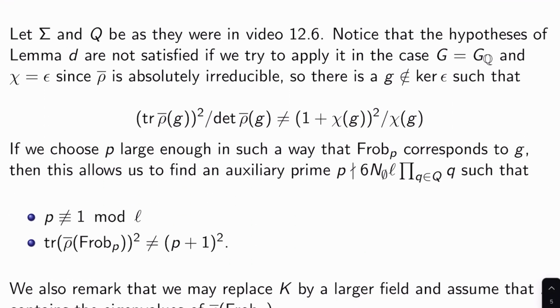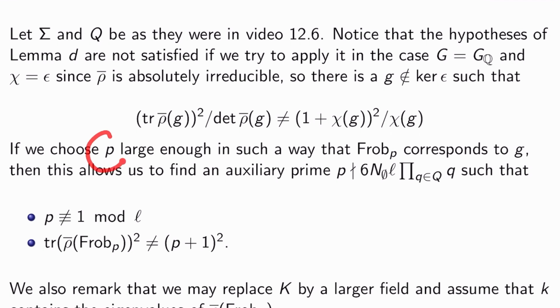So let's return to the main proof. Let's let Σ and Q be as they were in video 12.6. Now, notice the hypotheses of lemma D are not satisfied if we try to apply it to the case that we're interested in, which is where G is the Galois group of Q and χ is the cyclotomic character. And the reason for this is because ρ-bar is absolutely irreducible. So by lemma D, there must be a g not in the kernel of ε, such that trace of ρ-bar(g) squared over determinant of ρ-bar(g) is not equal to (1 + χ(g))² over χ(g).